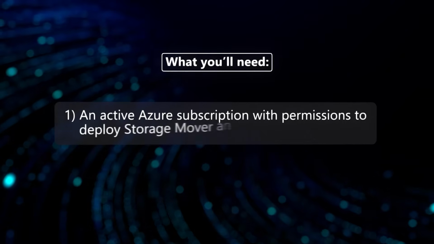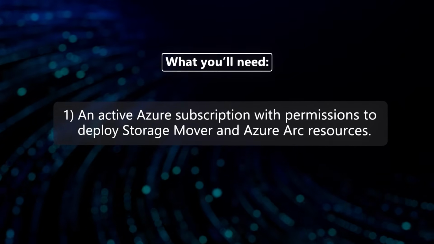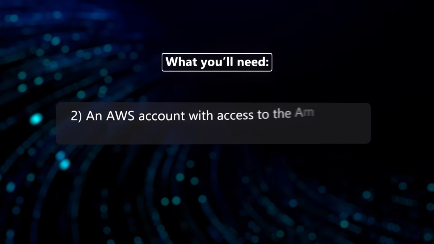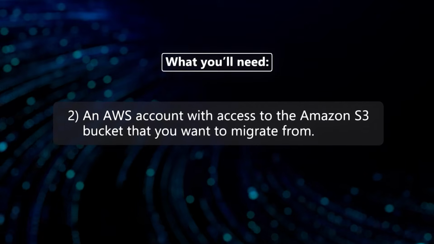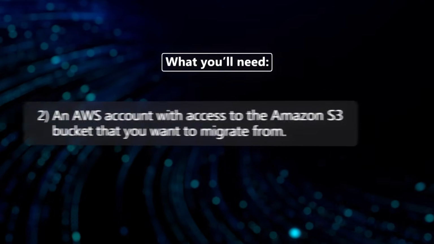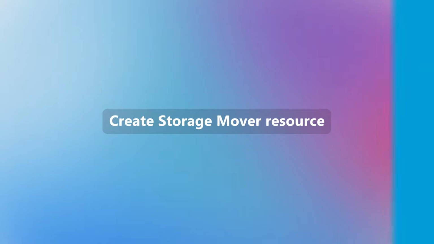First, you must have an active Azure subscription with permissions to deploy Storage Mover and Azure Arc resources. Additionally, you'll need an AWS account with access to the Amazon S3 bucket that you want to migrate from. Next, you'll need an Azure Storage account to use as the destination.